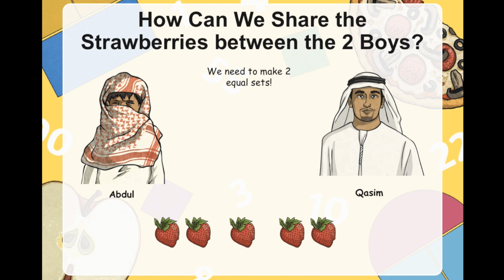If we give 2 strawberries to Abdul and 2 to Qasim, there is 1 strawberry left. However, you can of course cut this last strawberry with a knife, which means Abdul and Qasim would both have 2.5 strawberries each. So while it's a little bit more tricky, odd numbers can be halved. But for our learning today, we are only going to focus on halving even numbers.